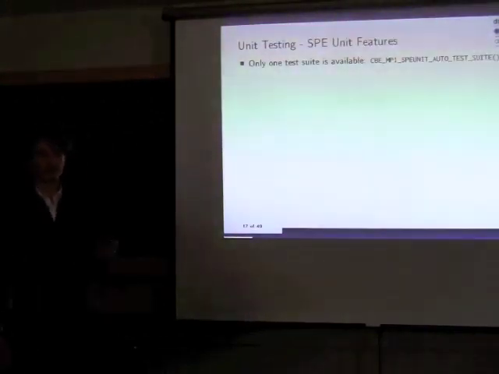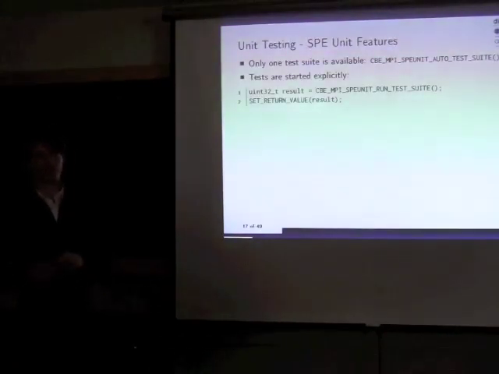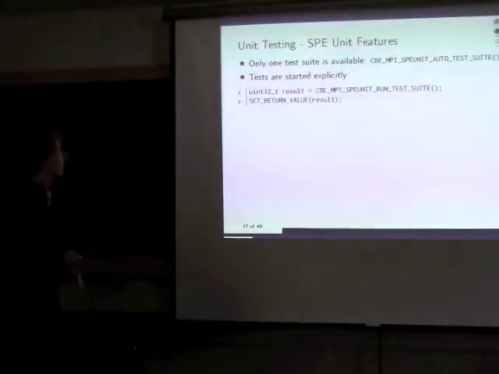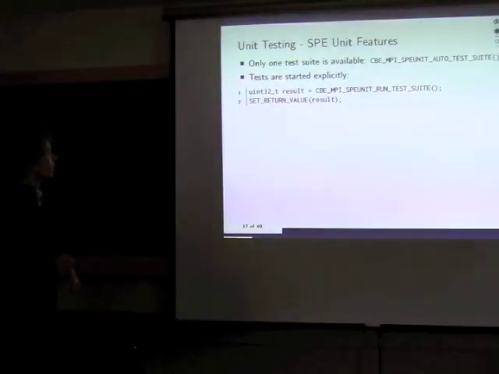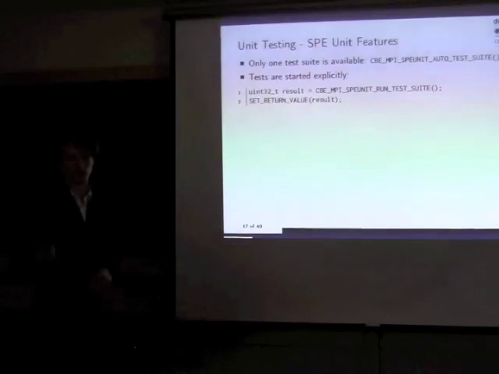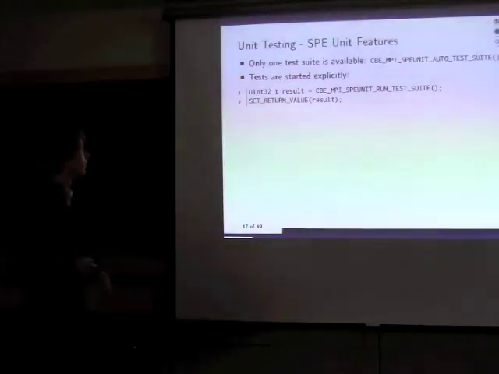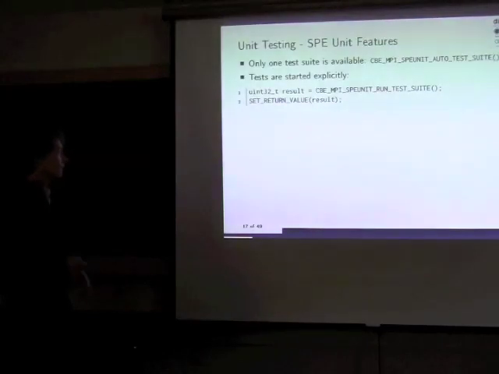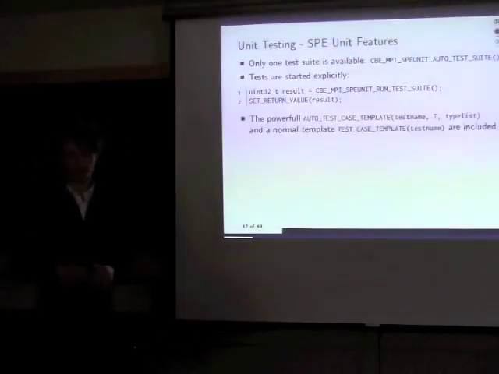So you only have one test suite, and tests are started explicitly. So in your main, in your SPU kernel, you will call something like run test suite, and you get a return value that tells you how many of the tests failed. So really, you want here to return zero, and then of course you can return this value back to the PPU to give some output.